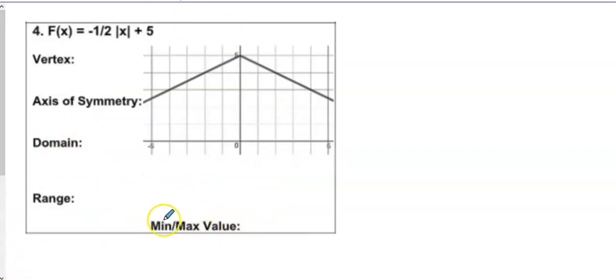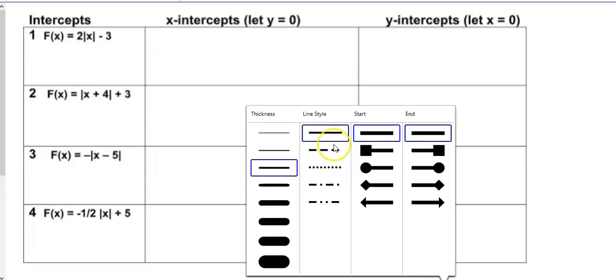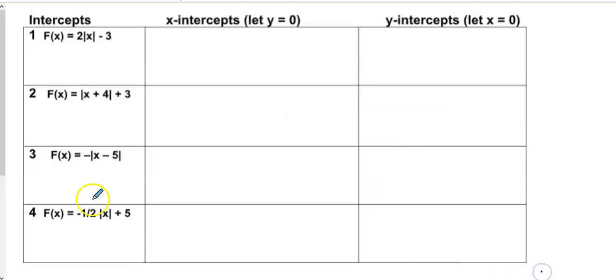So I'm going to leave number 4. I want you to try that one, and you can check it with me in class. Okay, so let me get this pen working better.